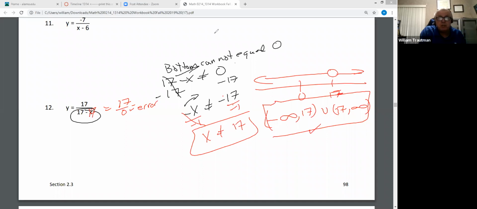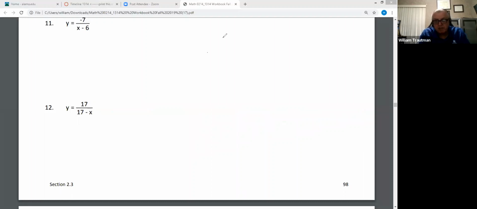And I'm not worried about the range on these until we graph things later on. I should have never done the range on those other ones. All right, until we start graphing these later on.